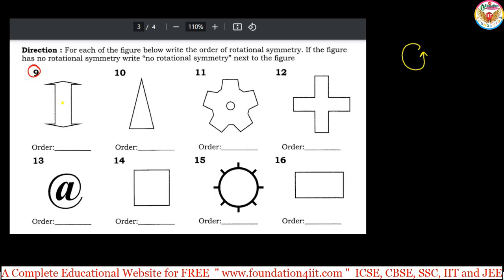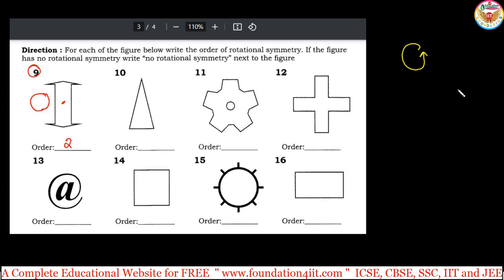This is the center, imagine. If I rotate exactly 180 degrees, it will come upside down. Again, back to 360 degrees, two times. So two times you'll get the same shape. If you rotate one full circle, that many times you'll get the same shape. That is the order of that shape.